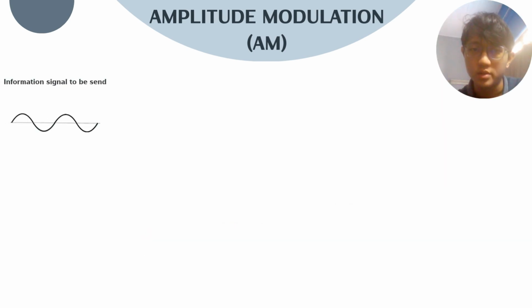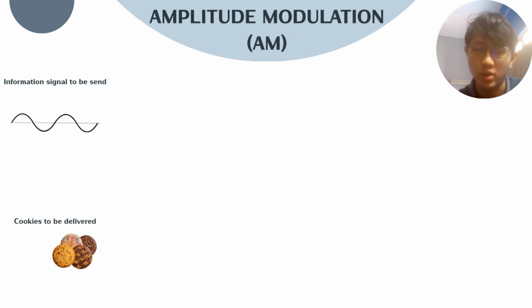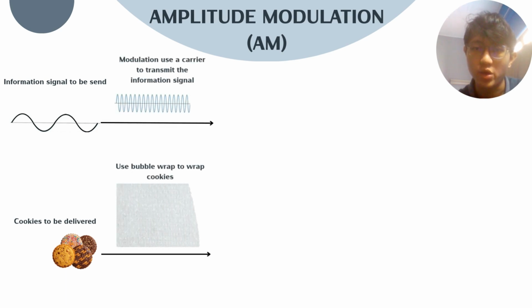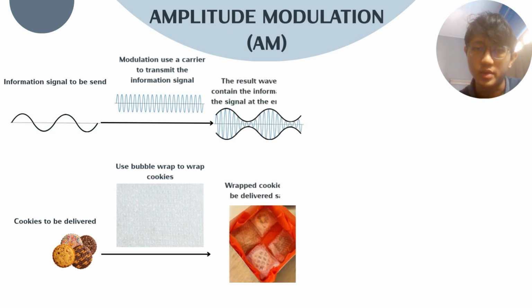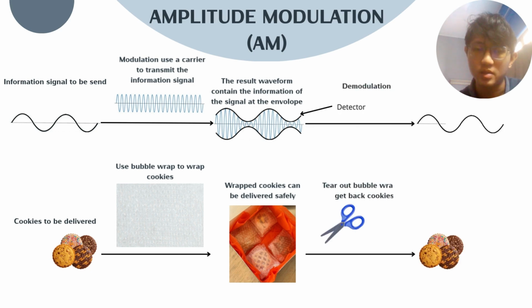We could think about the whole modulation and demodulation process like this. The information signal is like the cookies we want to send. During the modulation process, we change the amplitude of the carrier signal according to our information signal. This is like wrapping our cookies with bubble wrap. As a result, our carrier will oscillate within a boundary that looks like the shape of the information signal, and this boundary is known as the envelope. Then, if we want to get back the information signal, we use a detector to retrieve it. This is like using scissors to remove the bubble wrap to get our cookies back.